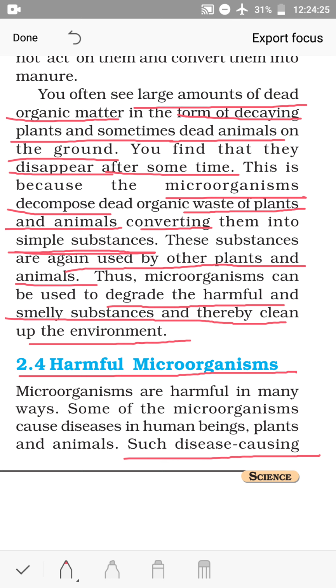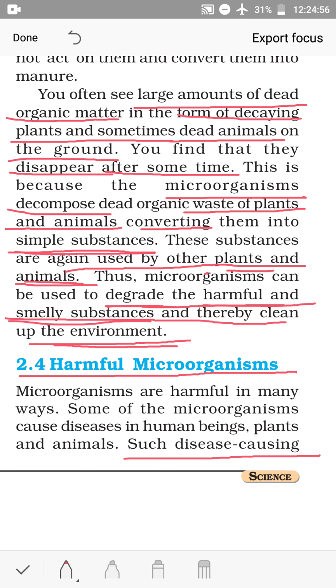These substances are again used by plants and animals. As they are made into simple substances, they can be used again by plants and animals. So microorganisms help in cleaning the environment and also in recycling of nutrients. Thus microorganisms can be used to degrade, that is, break down into simpler forms, harmful and smelly substances, and thereby clean up the environment.